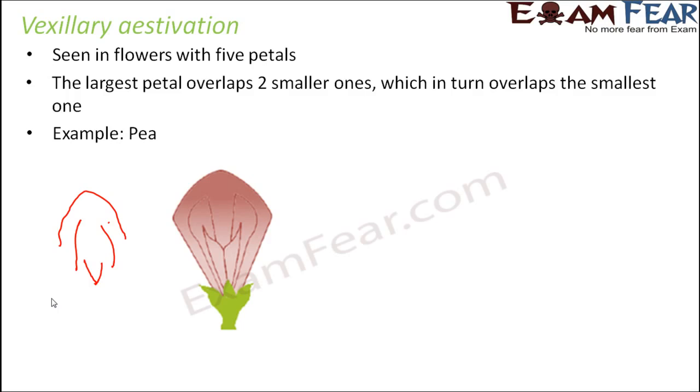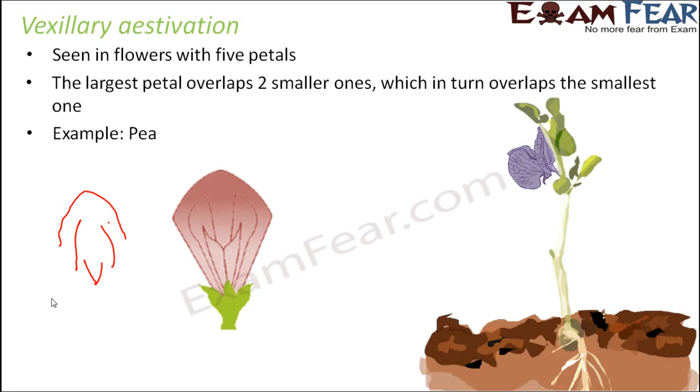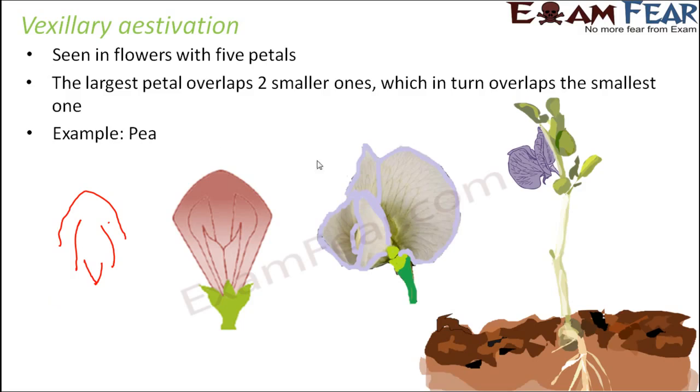This is seen in the pea plant. So if you look at the flower of a pea plant, if you look at this flower closely, this is how it looks like. So see, this is the largest petal. So the largest petal is actually covering 2 smaller ones, which in turn is covering the smallest one. Right? So this is how a pea flower looks like.